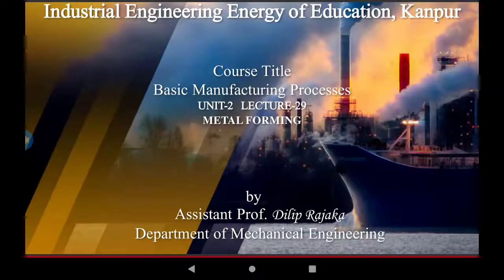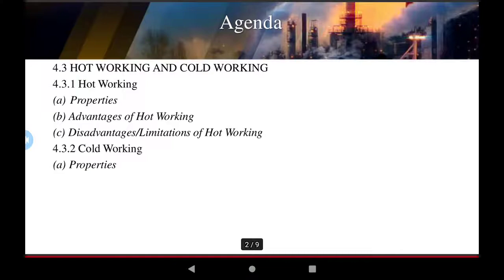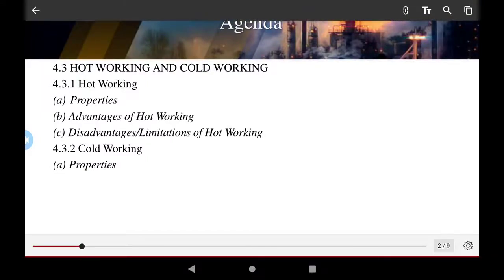Welcome to this course, Basic Manufacturing Process, Unit 2, Lecture 29: Metal Forming continued. Agenda for today: metal forming in this series continued, hot working and cold working, hot working and its properties, advantages of hot working, disadvantages and limitations of hot working, and cold working properties.